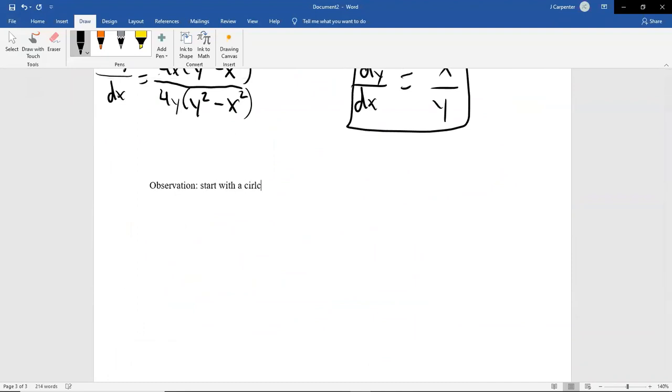Start with a circle, radius 3, which that would be x squared plus y squared equals 9. It's always x squared plus y squared equals the radius squared. I'm sorry, not a radius of 3, a radius of square root of 3. So if the radius is the square root of 3, the right side is the square root of 3 squared, which is 3.